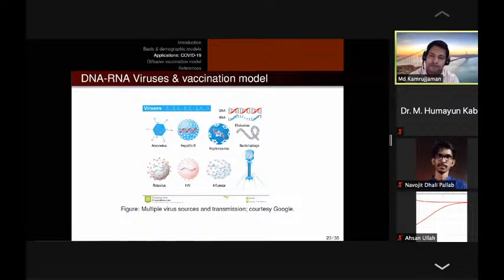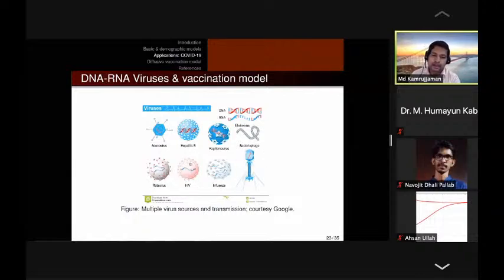Since the whole world is eagerly waiting for the vaccine, all the countries, all the populations are waiting for a proper vaccine with no side effects that will work properly. So first you have to study the DNA and RNA viruses. Check here: the adenovirus, hepatitis B, Ebola virus, bacteriophage, influenza, HIV, rotavirus.